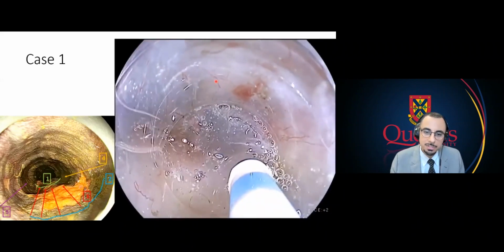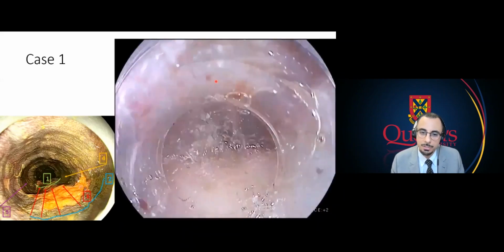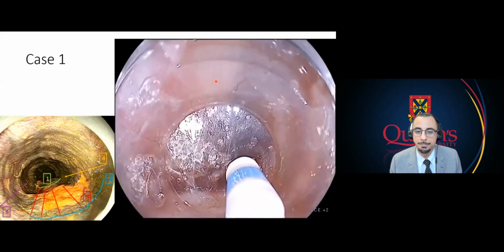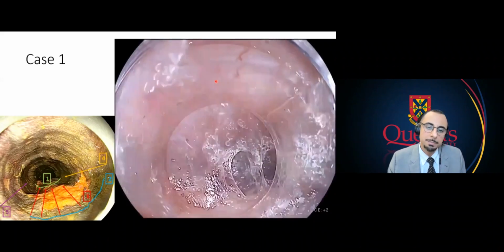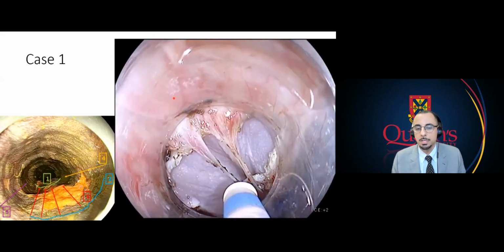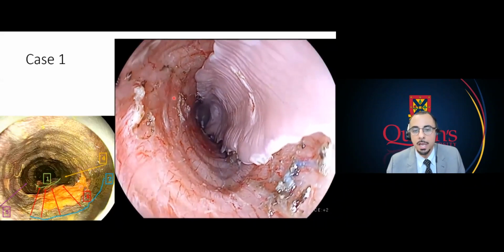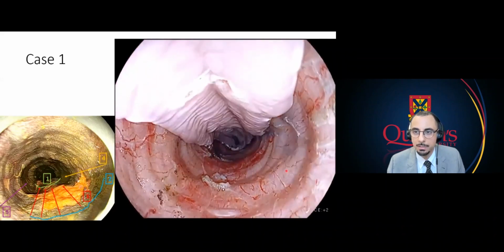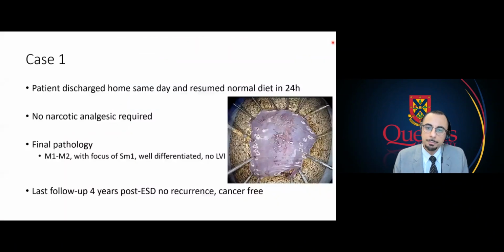Then we make this tunnel and go down to our distal incision. You can see that little flap there. We keep tunneling down, and there's our distal incision. You can see why it was important that we made that initially, so we know when we're done. And here's the defect at the end. The patient was discharged home the same day, and she resumed a normal diet in 24 hours.